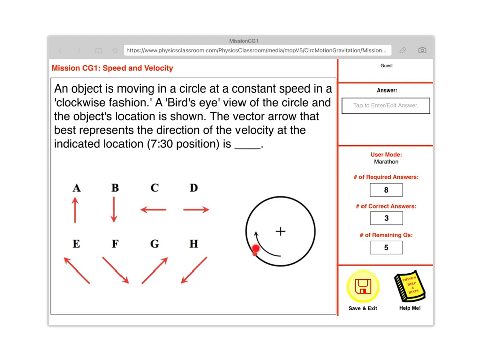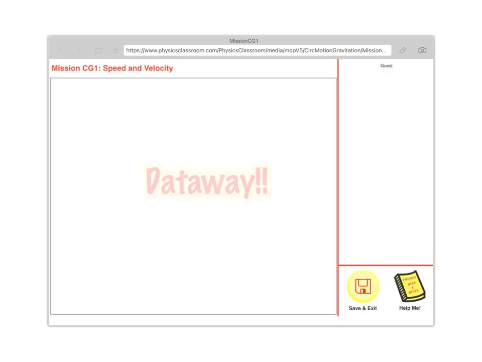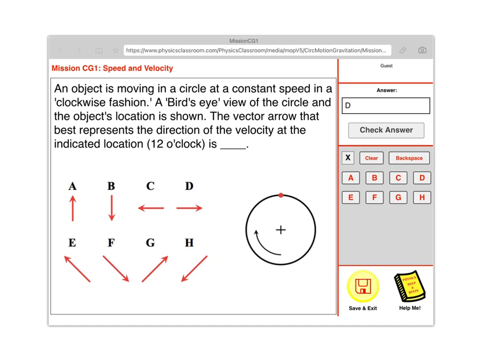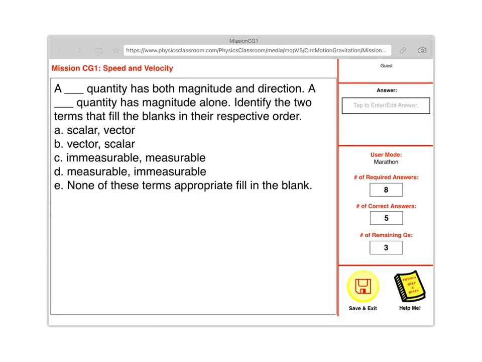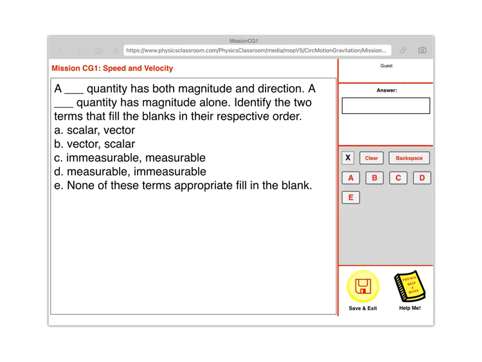Okay, we know the velocity vector is tangent to the circle. So vector E is that direction. It's not asking us, but if it asked for the acceleration or the force vector, it would be along G. That question will come up later. For the same reason, you can see that the answer to this one is D. We saw this one earlier. The answer is B, vector, scalar.